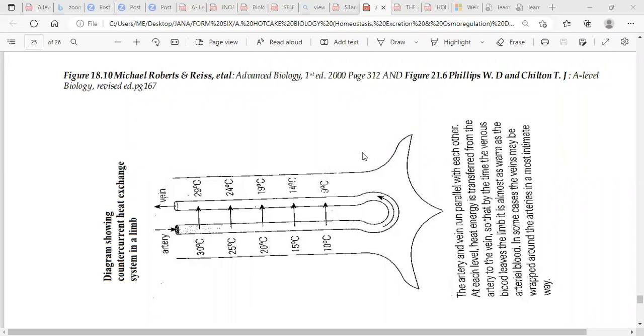Continuing from the adaptations to life at different conditions, we have this diagram from Michael Roberts, figure 18.10, page 312. That is the countercurrent heat exchange system in a limb.